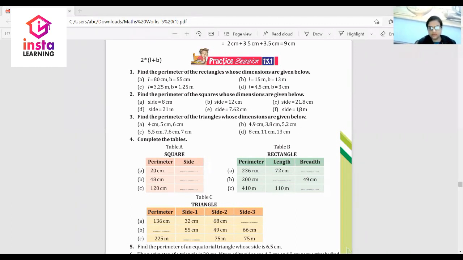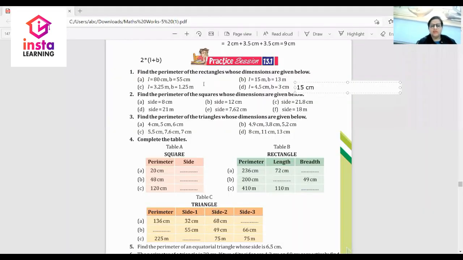It is coming 15 here. Okay, 15, it is centimeter. So this is done. Now we will do the perimeter of squares also. The formula of the perimeter of a square is side into 4, or 4 into side you can say.